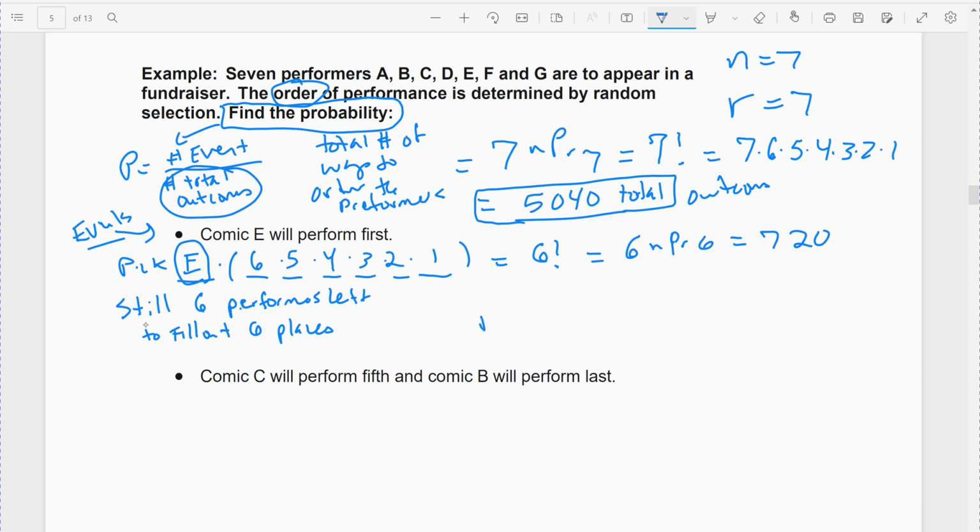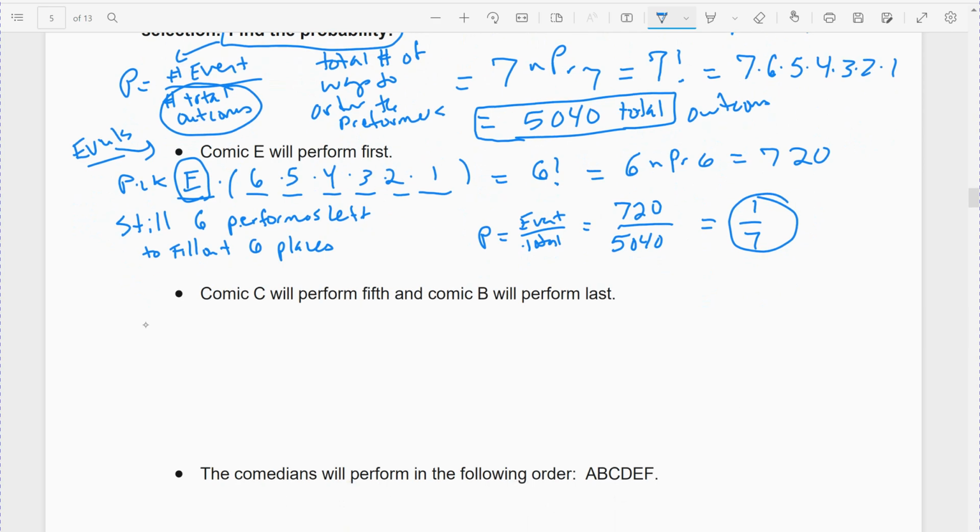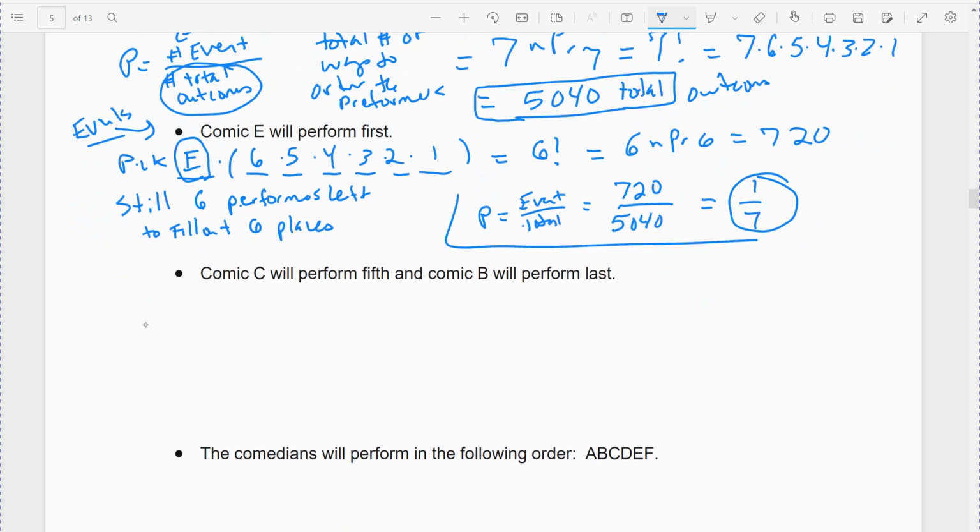So it's the probability, right? That's not the answer. The probability was my event over my total. The event was there are 720 groups where performer E is first, out of the total 5,040. So that's the probability, which actually reduces down to 1/7. Or you can find the decimal, and I'll leave you to do the decimal since we've done those in the last examples. So the probability that performer E is first is a 1 out of 7 chance.